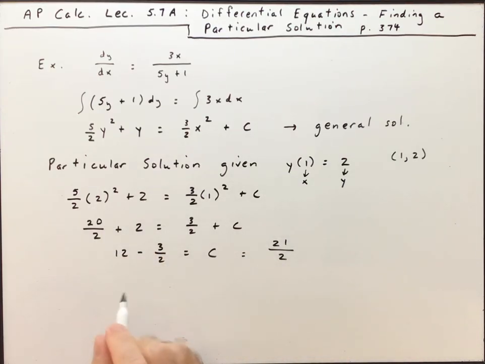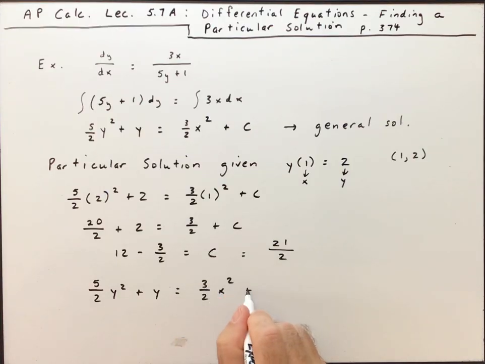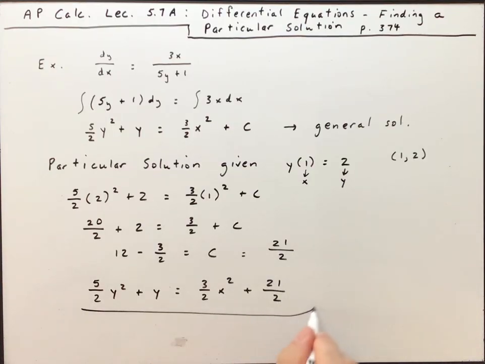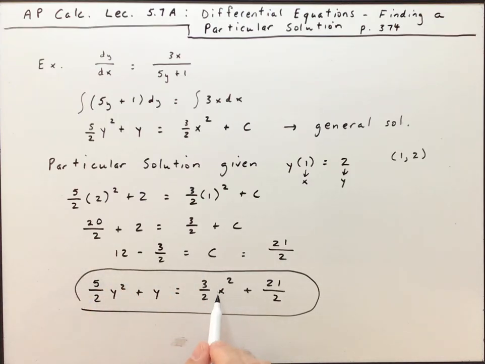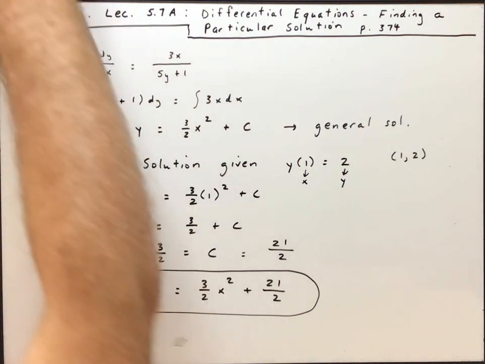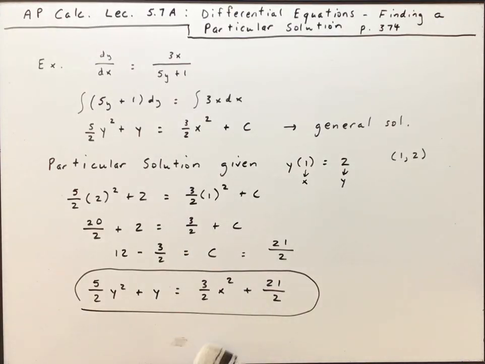So we can rewrite the particular solution as 5/2 y squared plus y is equal to 3/2 x squared plus 21/2. That's our particular solution. Of course, a lot of times the book will bring the x to the left and then set it equal to the constant. Doesn't really matter to me. It's easy to manipulate to get to whatever way the answer is portrayed on a multiple choice situation on the test. All right, that's our first example. Let's do a few more.